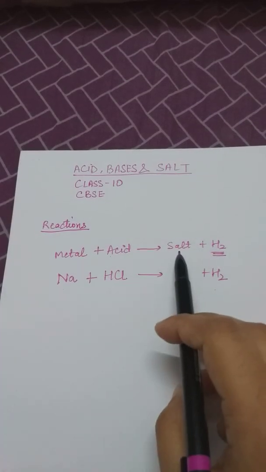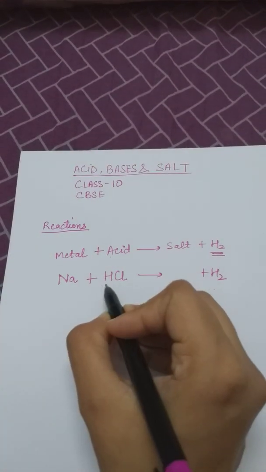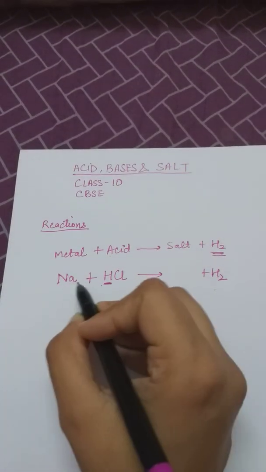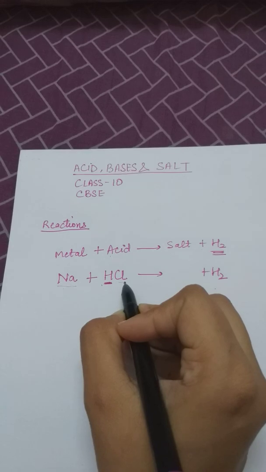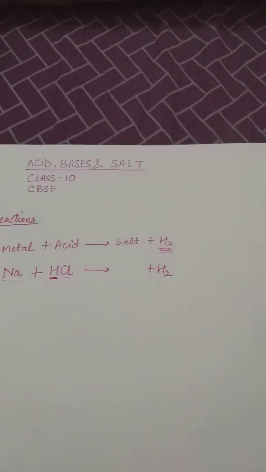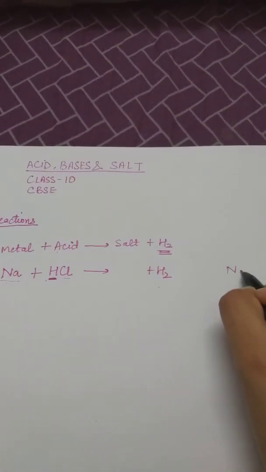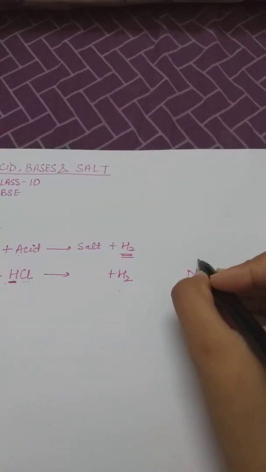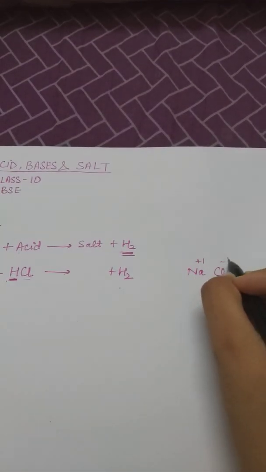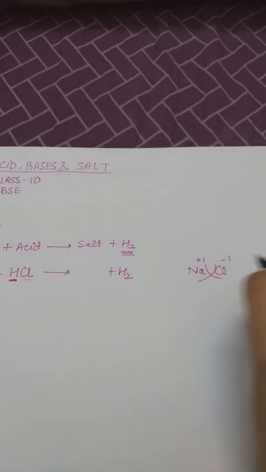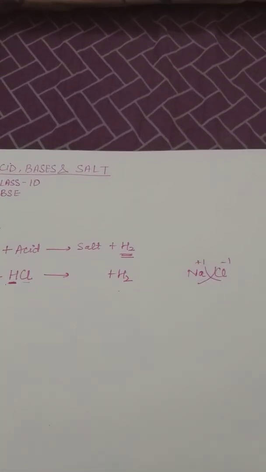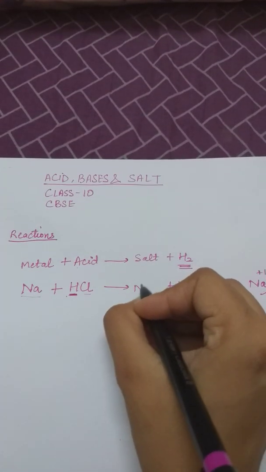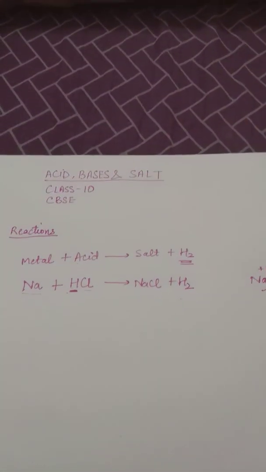Now how do we prepare the salt? This part has already gone as hydrogen, as H2. We are left with sodium and chloride. So on the rough side you can write Na and Cl are left. Here we know the valency of sodium is +1 and of chloride is -1. When you do cross valency, which you must have done in class 9, the formula becomes NaCl. So this is the formula of the salt.